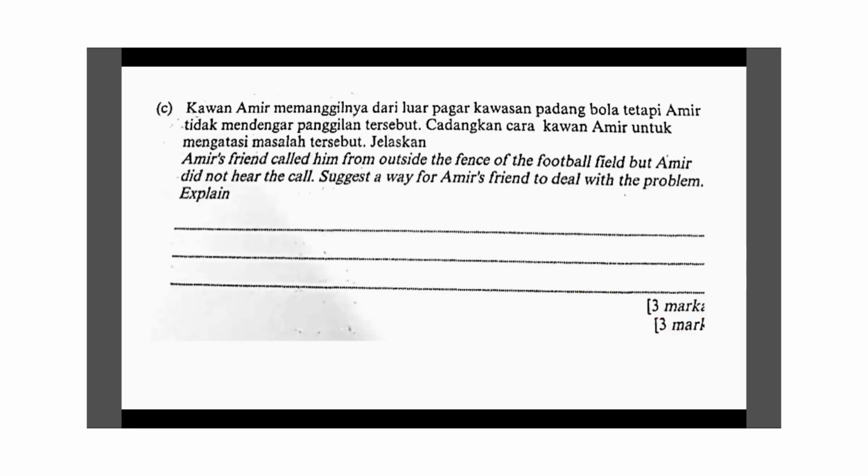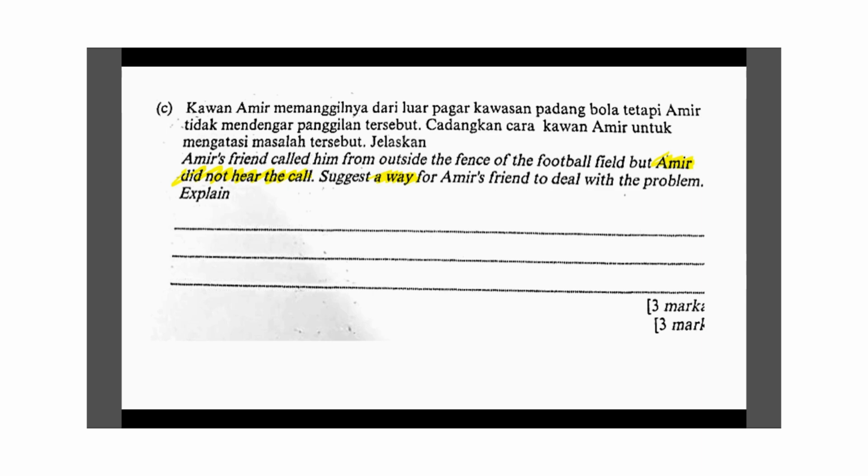And then in the next one, it says that Amir's friend called him from outside the fence of the football field, but Amir did not hear the call. So they want you to suggest a way. So in this case, now you have to give a method or a way for Amir's friend to deal with the problem. And the problem is that Amir did not hear him call, right? Did not hear the call. So when Amir did not hear the call, what should he do?